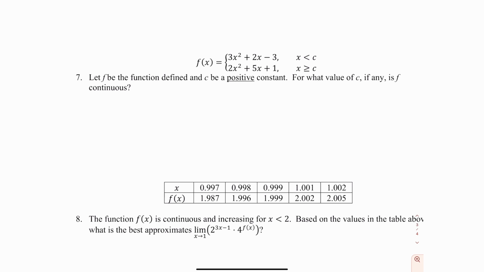Okay, let f be the function defined above, and c be a positive constant. So that's underlined. That's probably really important. For what value of c, if any, is f continuous? So what we kind of have going on is, well, I don't really know. Quadratic, quadratic. So I'm going to find where they intersect and hope that it's at a positive value. I don't think we really need to overdo this. We need this to equal this. I'm going to move it all to one side.